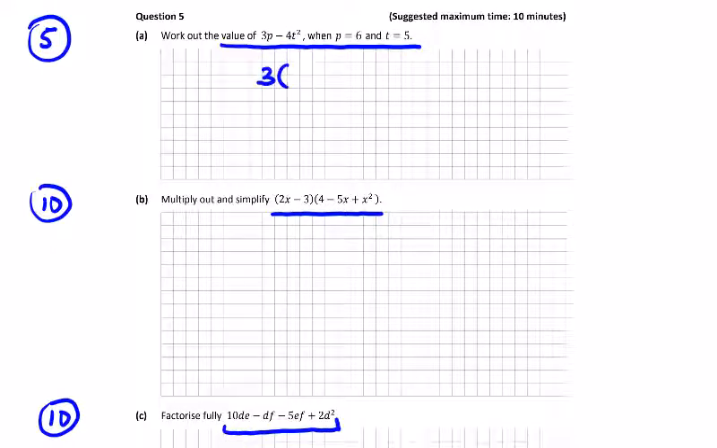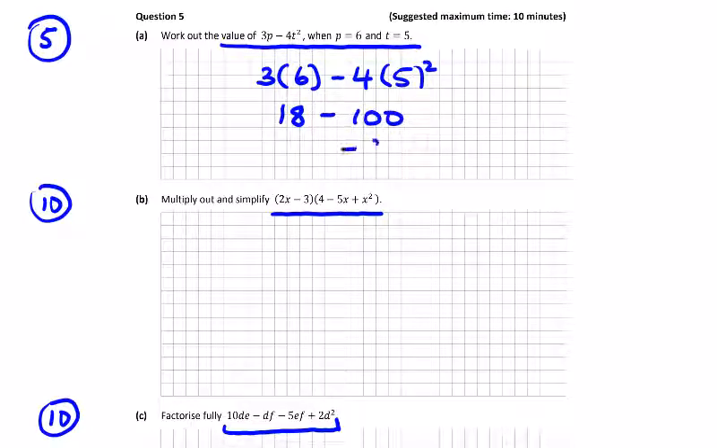So 3p, 3 times 6 minus 4t squared minus 4 by 5 squared. Your calculator will give you the absolute complete answer. Where does it come from? 18 minus 4 25s, which is 100, will give minus 82. There was 5, 10, and 10 for these three parts.